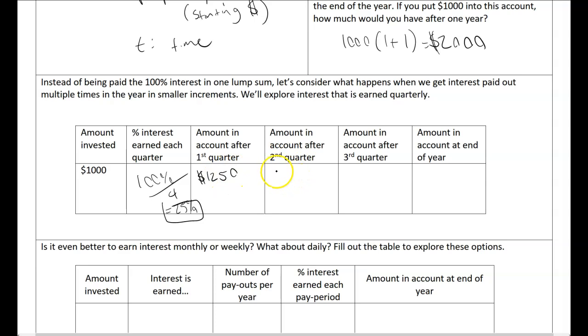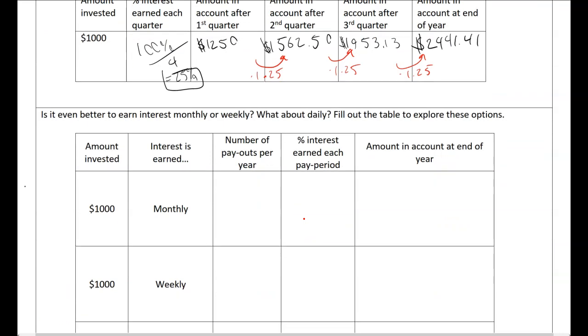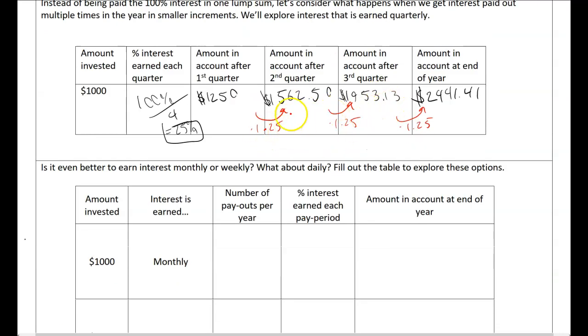We would have $1,562.50 after 2 quarters. We'd have $1,953.13 after 3 quarters, and then over $2,000 at the end of the year: $2,441.41. And hopefully you're wondering how I'm getting these numbers. The relationship is exactly what we've studied before. We're doing times 1.25 each time. And notice every time we do this, we're using repeated multiplication. So I could have represented this as 1.25 to the 4th power, right?